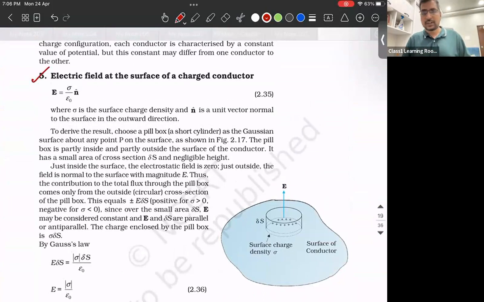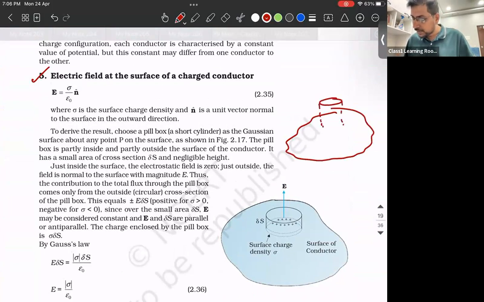Electric field at the surface of a charged conductor is E equal to sigma divided by epsilon naught. So if you take a conductor like this, on this conductor we'll consider a Gaussian surface in such a way that half of the Gaussian surface is inside the conductor below the surface and half is above. We know that all the excess charge is going to go and sit on the surface of the conductor. So here also there will be some excess charge. Due to this excess charge, the electric field is going to be in this way.